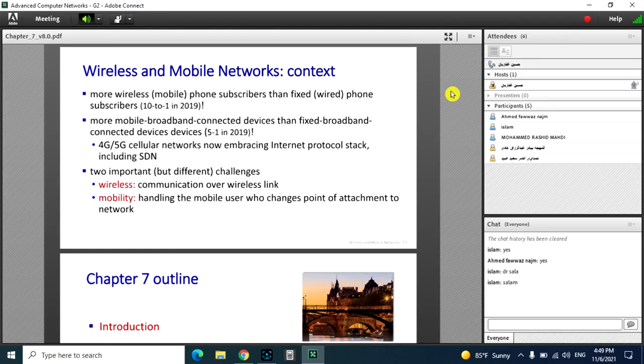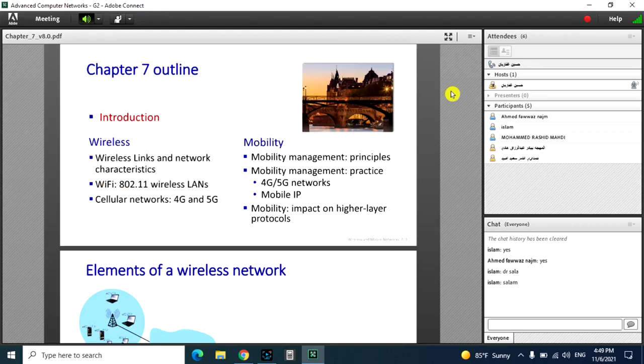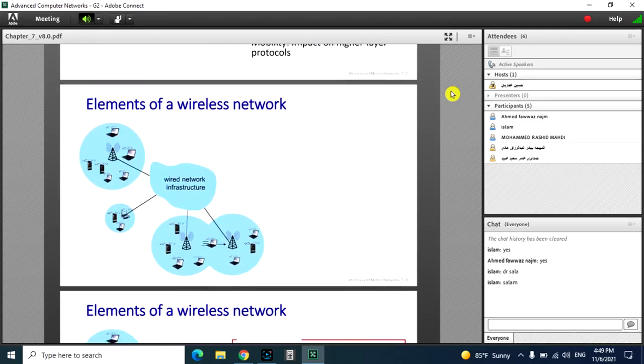So wireless is something different from mobility. And by the way, in this chapter, we will talk about these two challenges. We will talk about wireless and definition of wireless and definition of mobility, and some related materials and topics around these two main categories, main challenges. Okay. So maybe the first question is this: what are the elements of a wireless network?